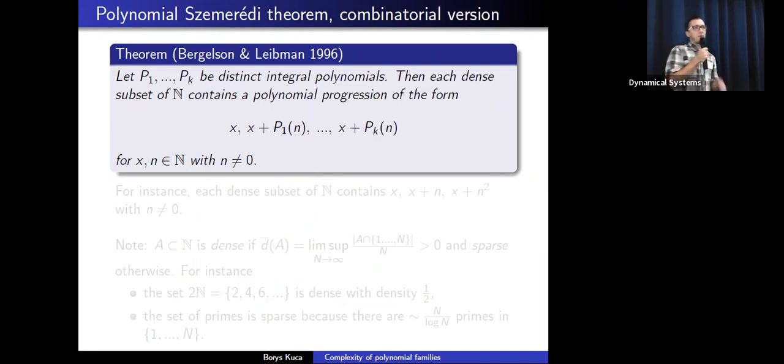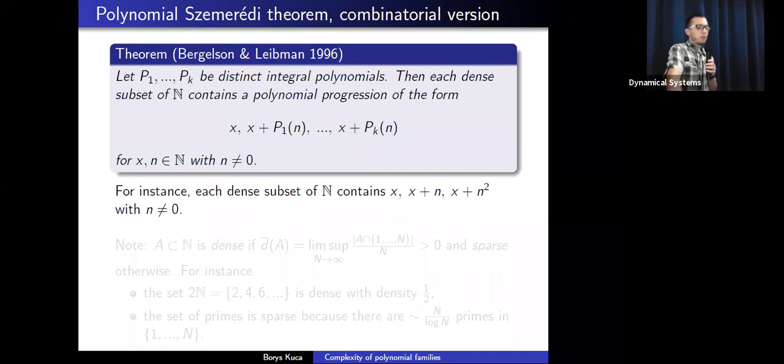So here we again have distinct integral polynomials. The combinatorial version of the same theorem says that each dense subset of natural numbers contains a polynomial progression of the form given on the board, where here n is again non-zero. So as an example of this, we have that each dense subset of natural numbers contains a progression, a configuration of the form x plus n squared for non-zero n.